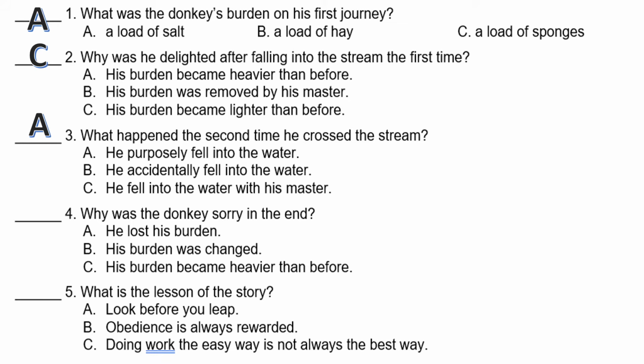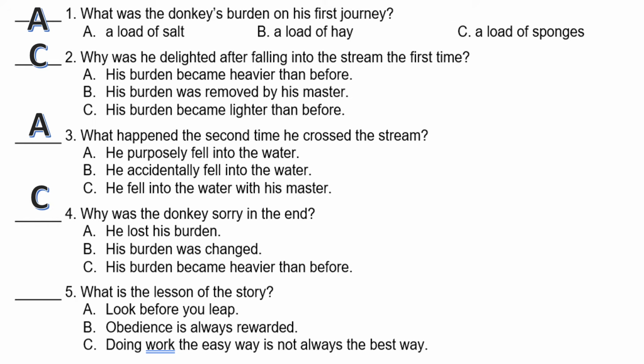Number 4. Why was the donkey sorry in the end? A. He lost his burden. B. His burden was changed. Letter C. His burden became heavier than before. The answer is letter C.